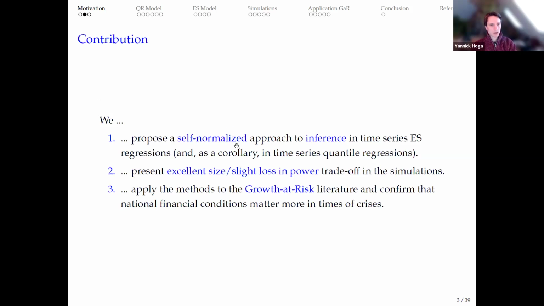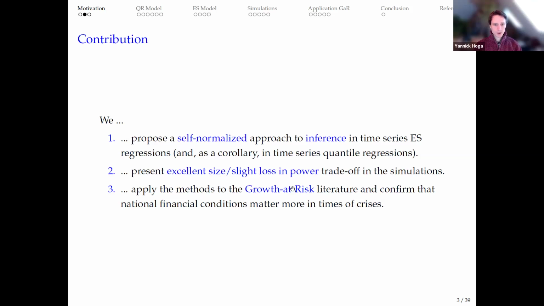Okay, so that's our main contribution, as I said, to do inference in time series expected shortfall regressions, and this inference method in time series quantile regressions is a by-product, more or less. What we can show in simulations is that this self-normalized procedure has, as has been reported in the literature, excellent size. But the small price to pay for this is that you observe some loss in power if you do self-normalized inference.